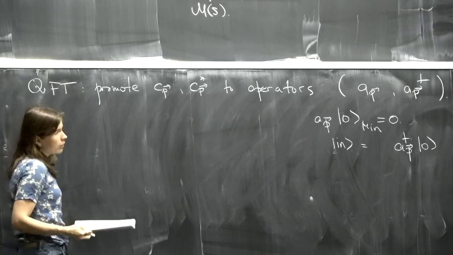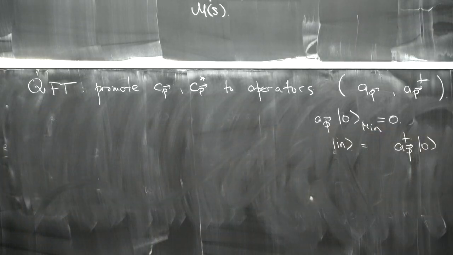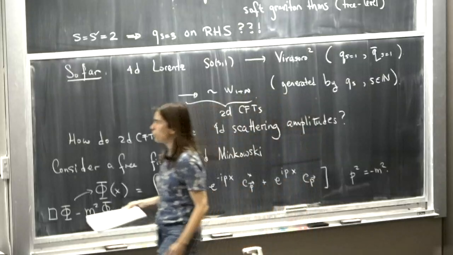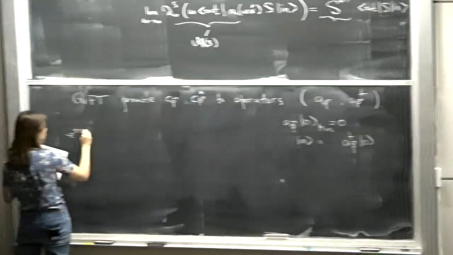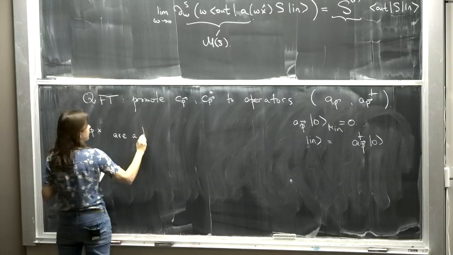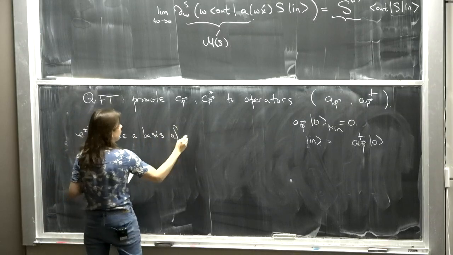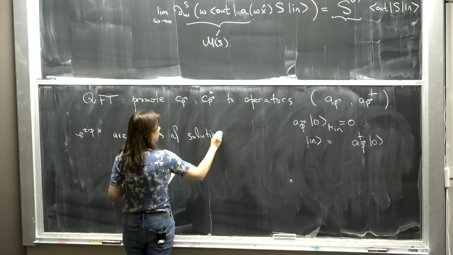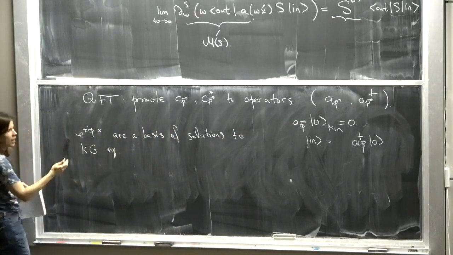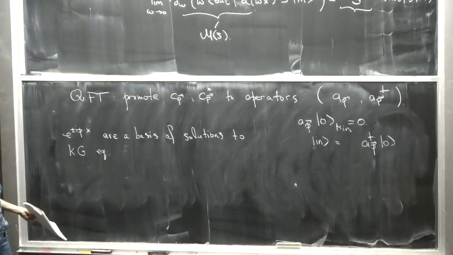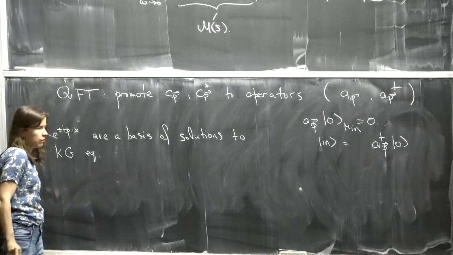Now, a small note is that, of course, these plane waves form a basis of solutions to the Klein-Gordon equation. So e to the plus minus ip dot x are a basis of solutions to the Klein-Gordon equation, which of course is manifest by the fact that I was allowed to write any solution, any bulk field, as a linear combination of these plane waves.